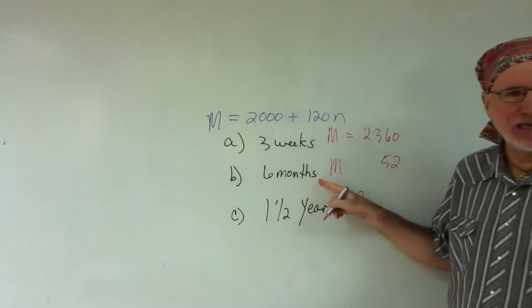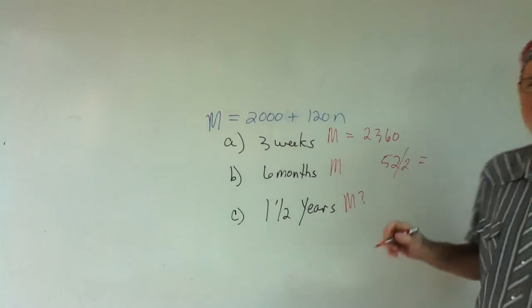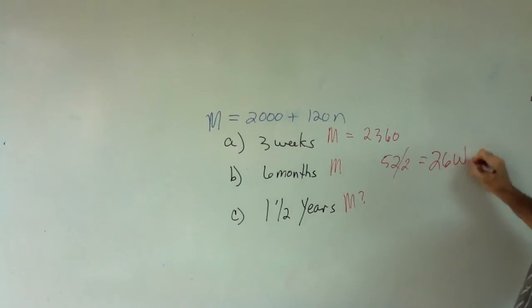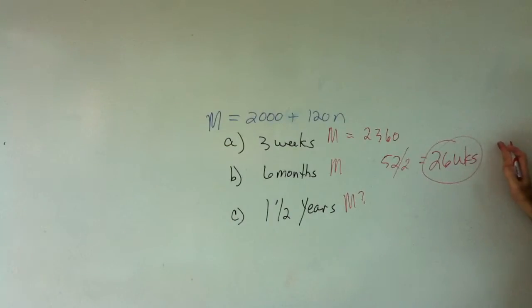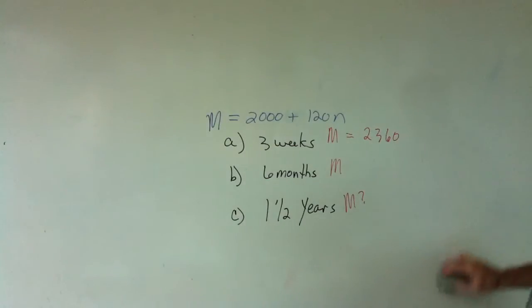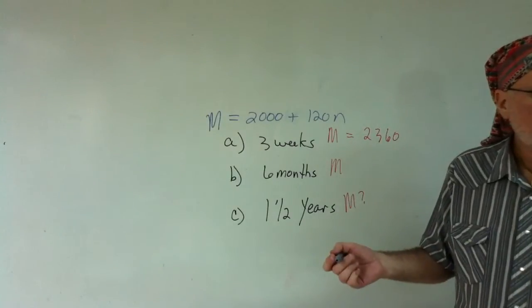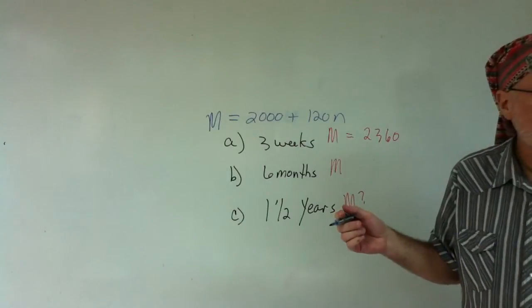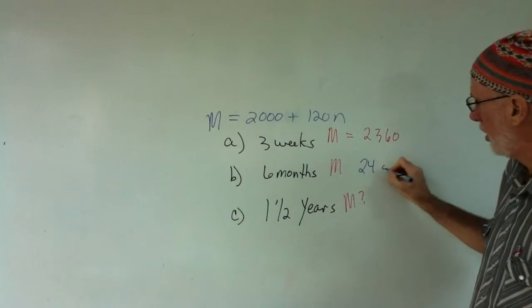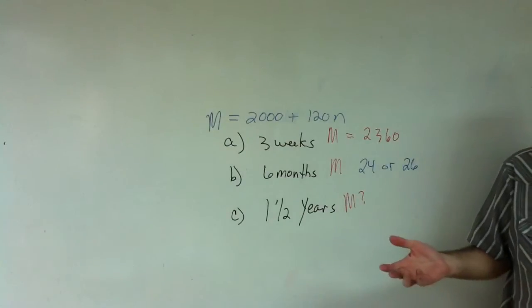Is 6 months half a year? What's half of 52? 26. Right? Is that on the board? Yes. Okay, now, but what's 4 weeks in a month? 30 days. Right? 4 weeks in a month? What's 6 times 4? So, are we going to say 24 or 26? What are we going to say?